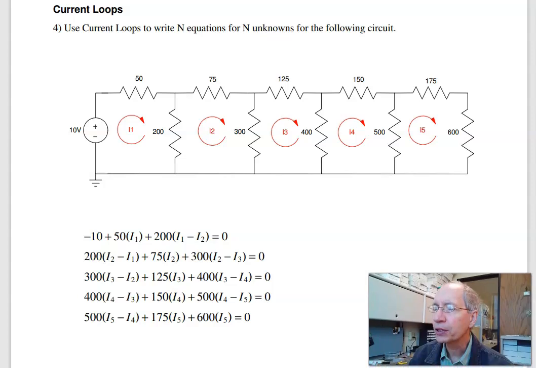So with current loops, what you do is I look at each window to find a current in that window. I like drawing the currents clockwise. Now around any closed path, the voltages have to add to 0.